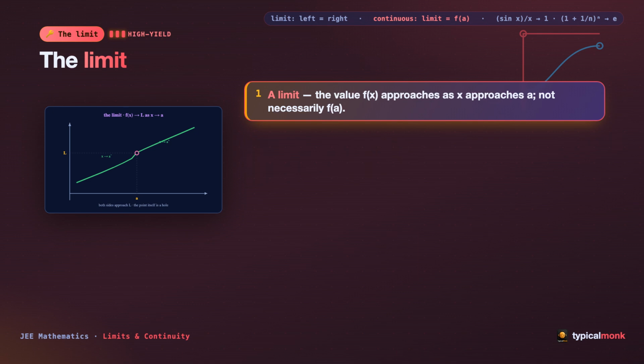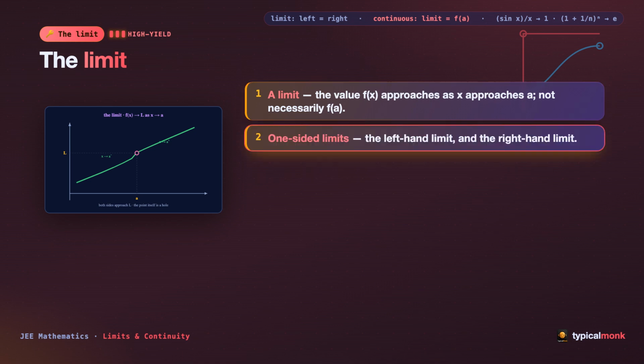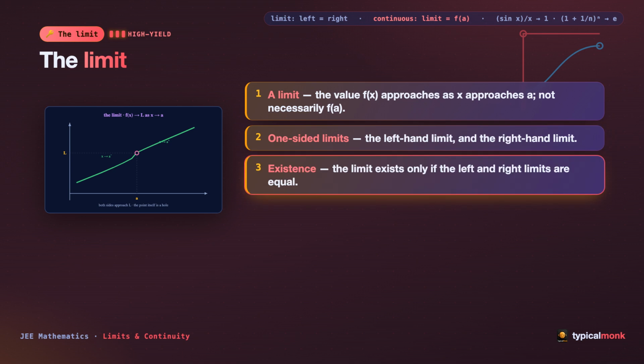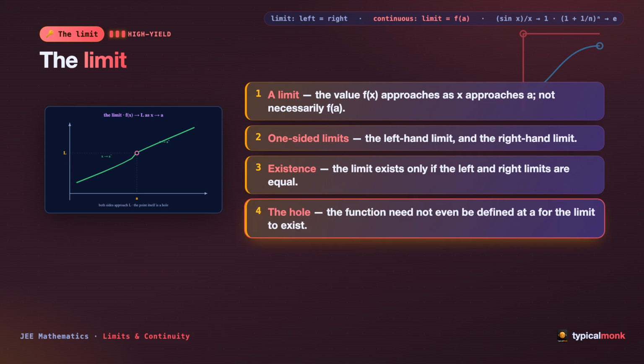The limit. It is the value that f of x approaches as x approaches r, and it need not be f of r. One-sided limits. There is a left-hand limit approaching from below and a right-hand limit approaching from above. Existence. The limit exists only if the left and right limits are equal. The function need not even be defined at a for the limit to exist. A hole in the graph changes nothing.